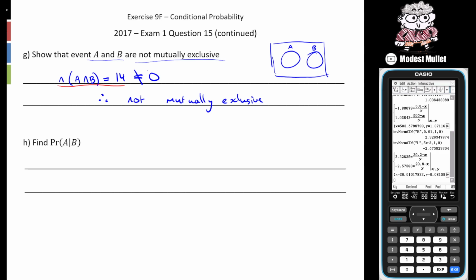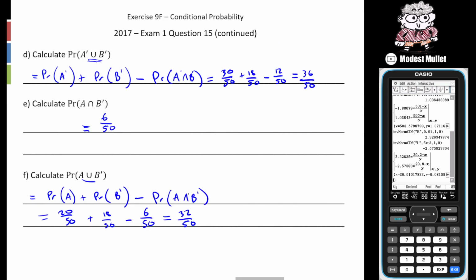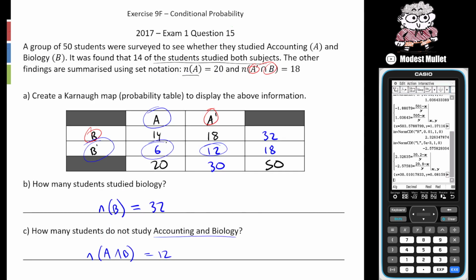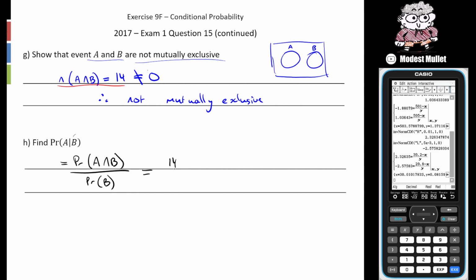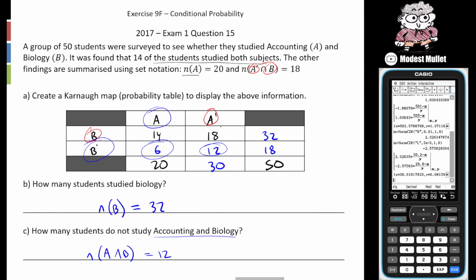Finally, we now get to use conditional probability. Find the probability of A given B has occurred. That is equal to the probability of A intersect B divided by the probability of the second letter. So A intersect B is 14 divided by 50, divided by the probability of B. Probability of B is 32.